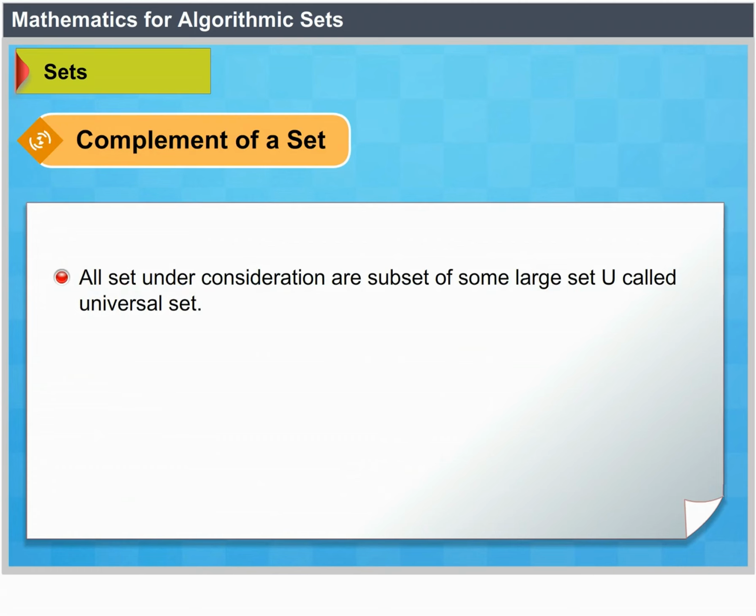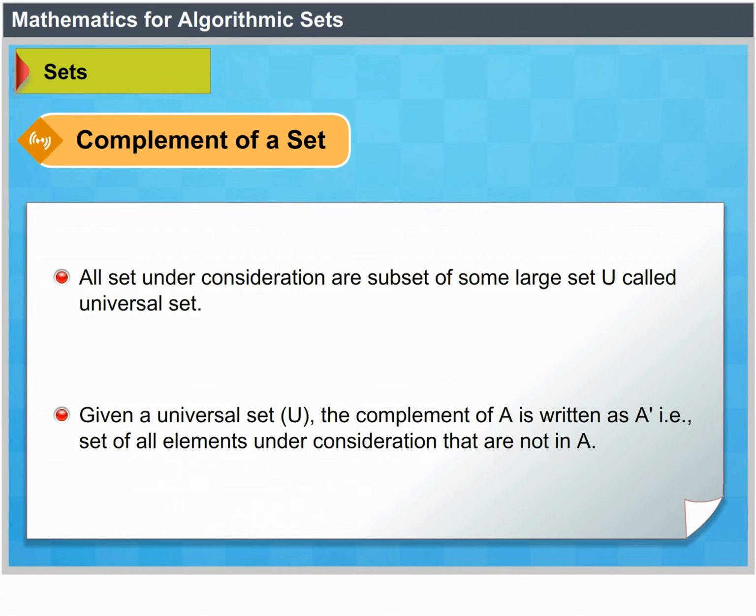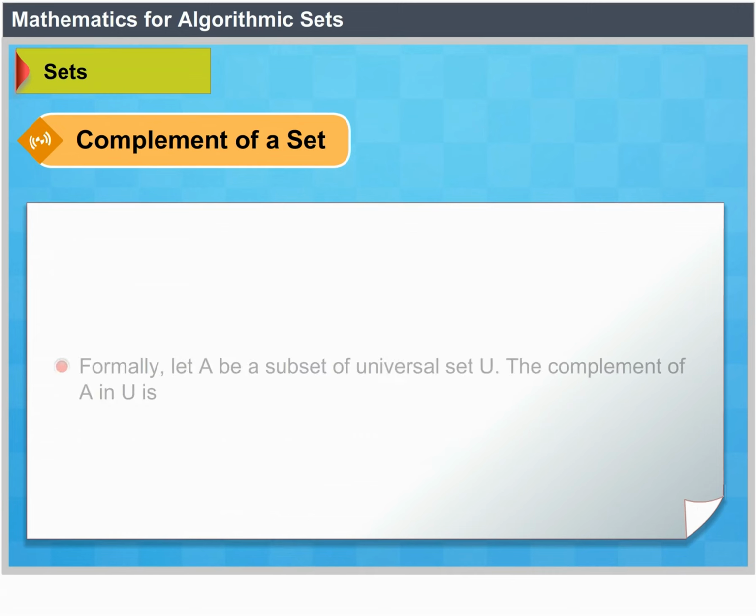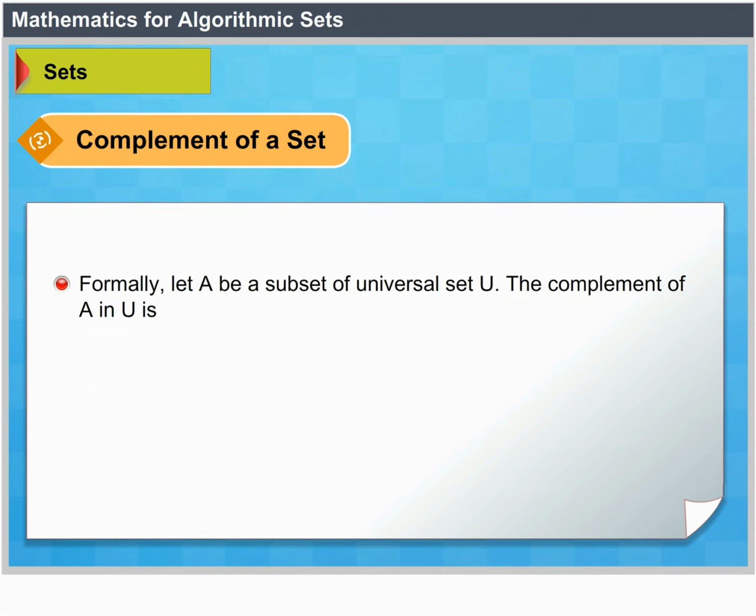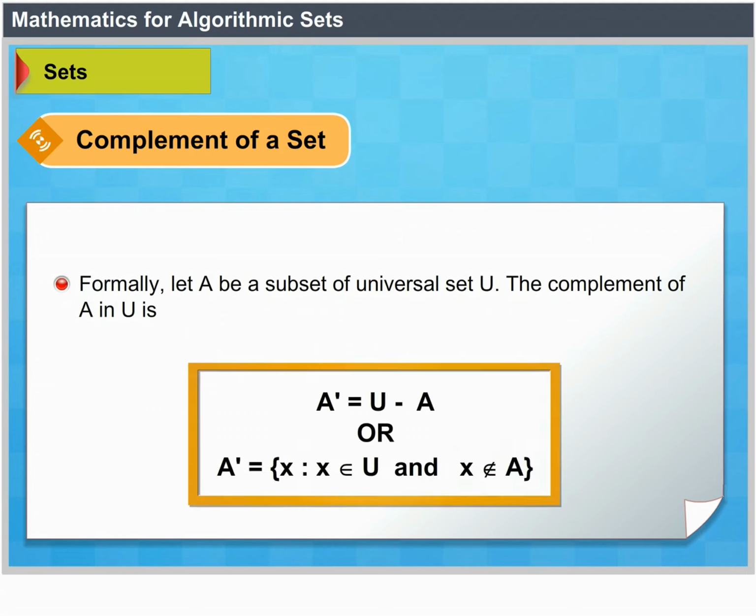Given a universal set U, the complement of A is written as A′. That is, the set of all elements under consideration that are not in A. Formally, let A be a subset of universal set U. The complement of A in U is A′ = U − A, or A′ = {x such that x belongs to U and x does not belong to A}.